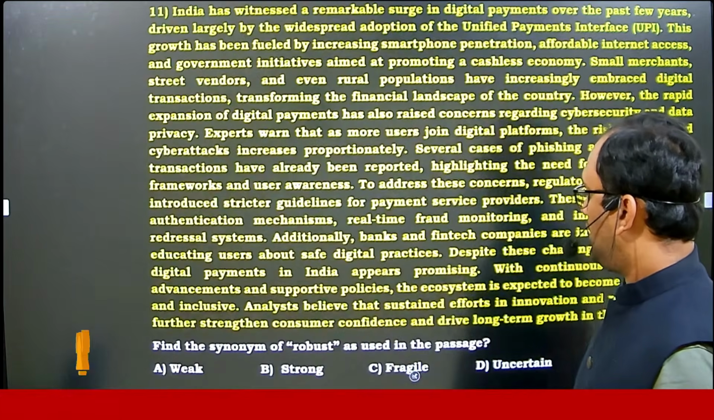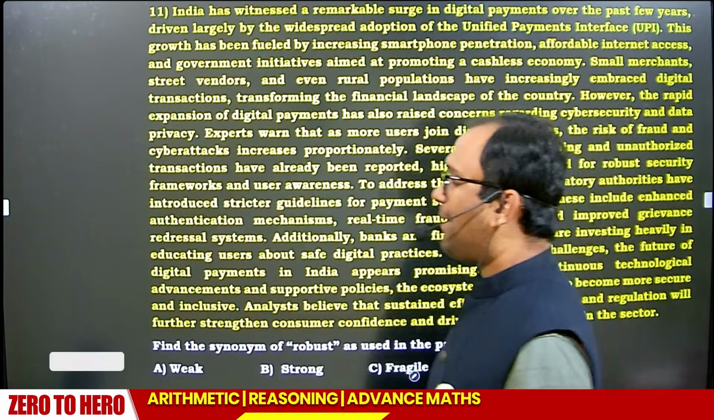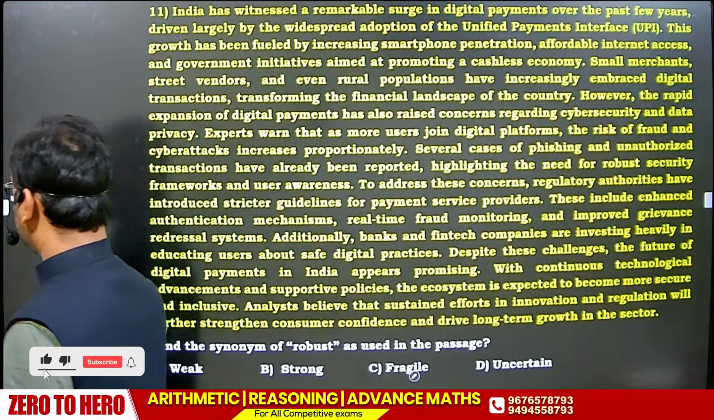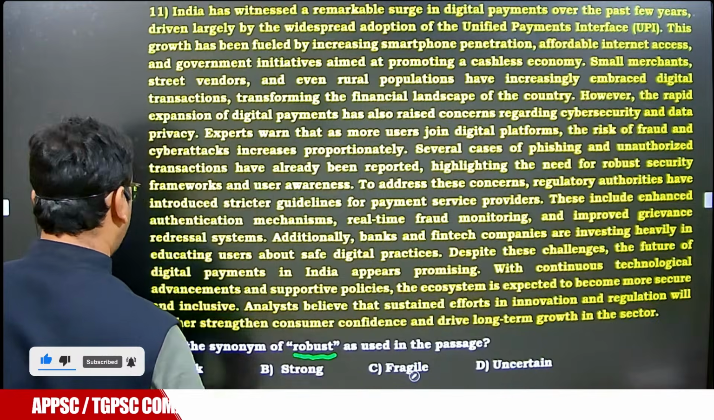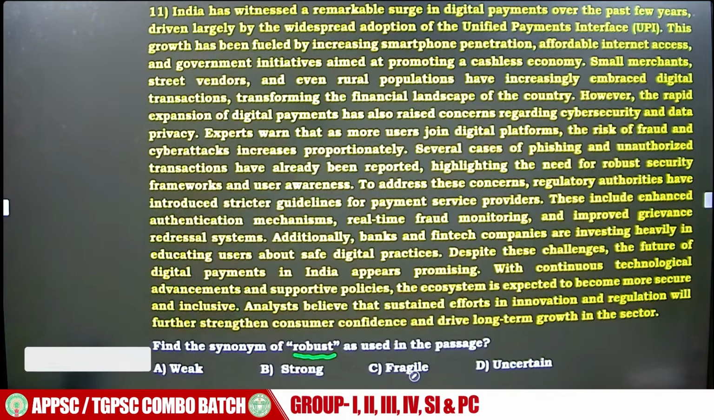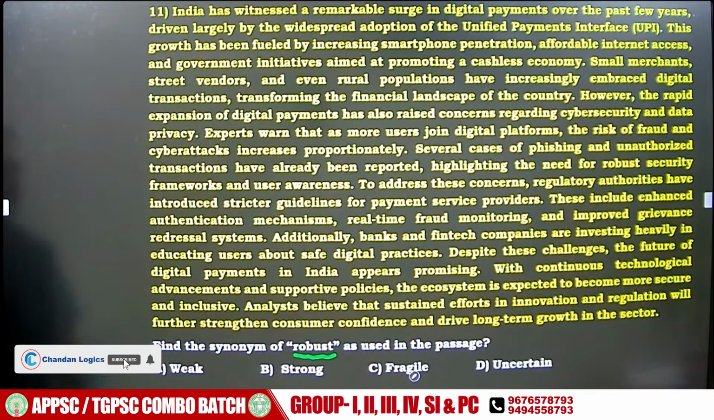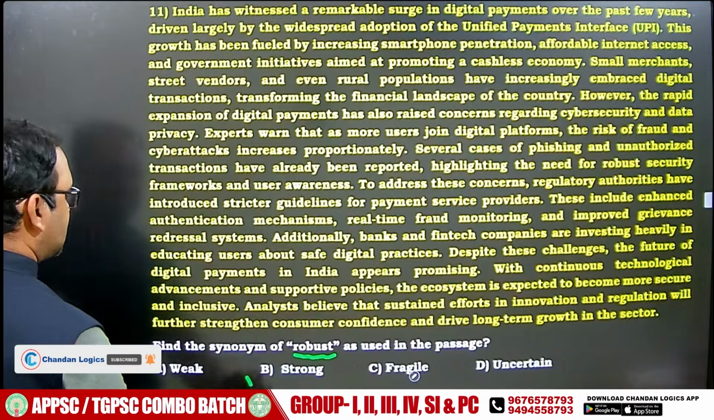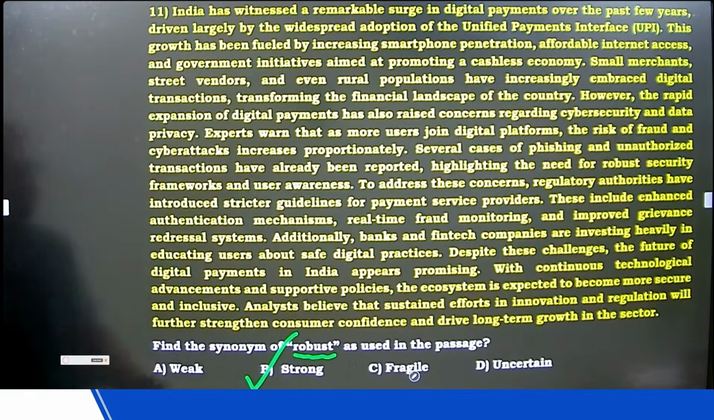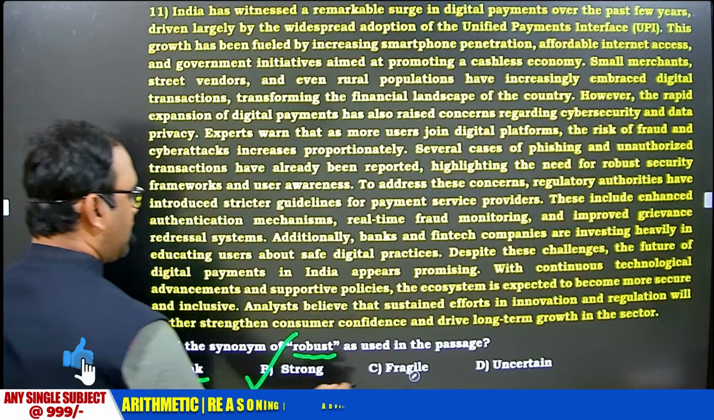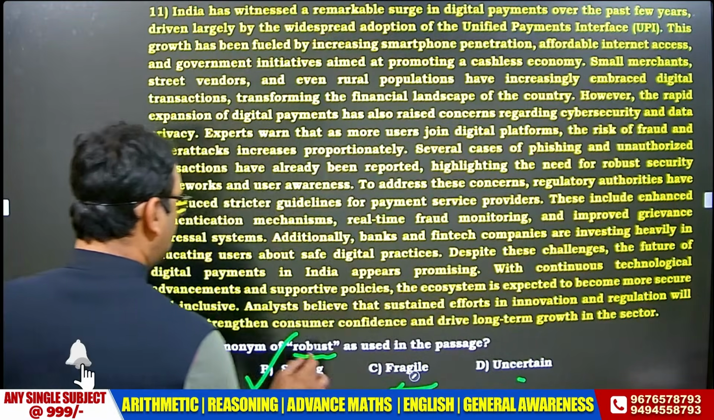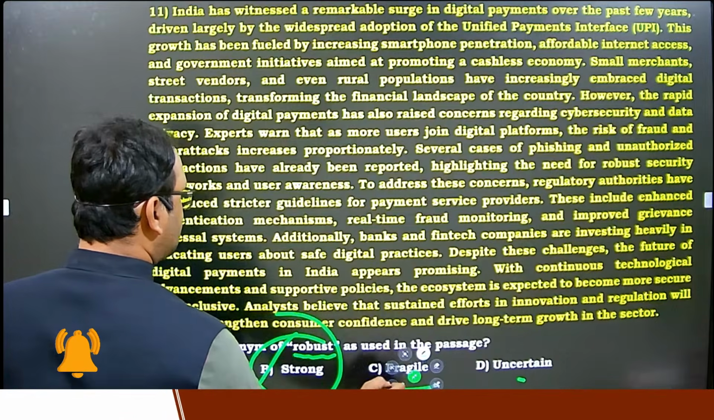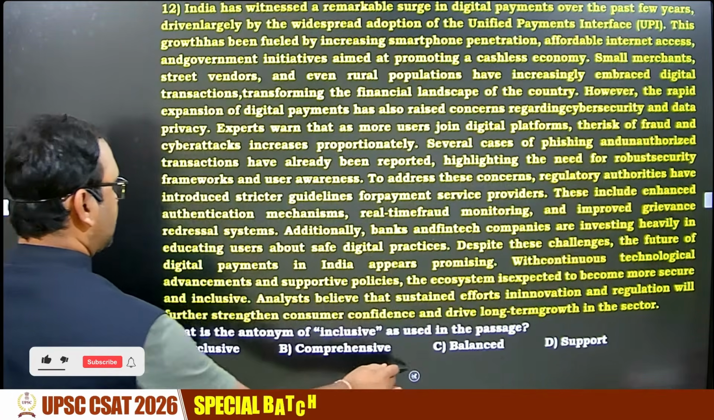Correct? Now guys, this is a simple vocabulary question. Robust. What do you think is the meaning of robust? Everybody knows, no? Robust is very strong. Weak is minus. Fragile is also weak. Uncertain is minus. This is the only positive word. Robust is very strong. What do you think, guys?